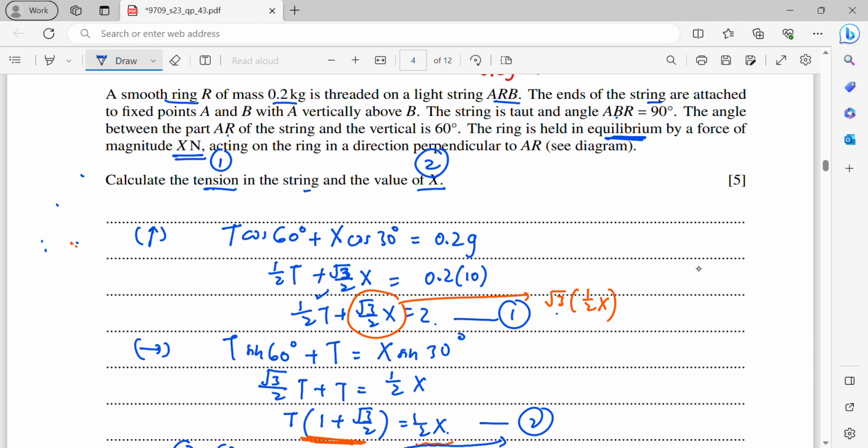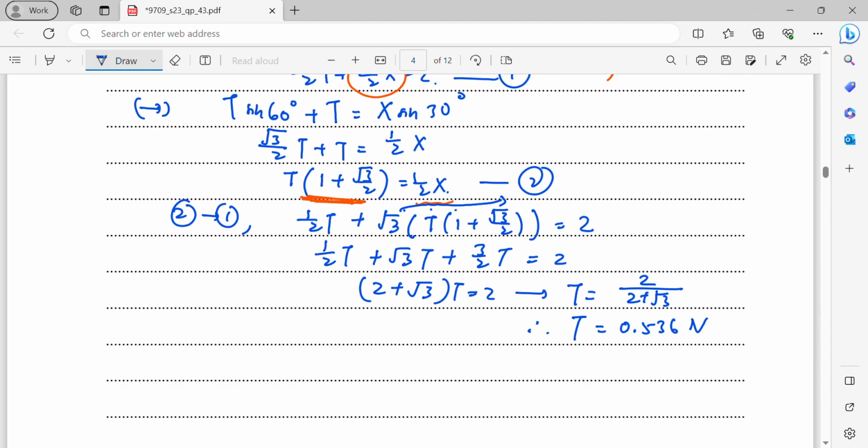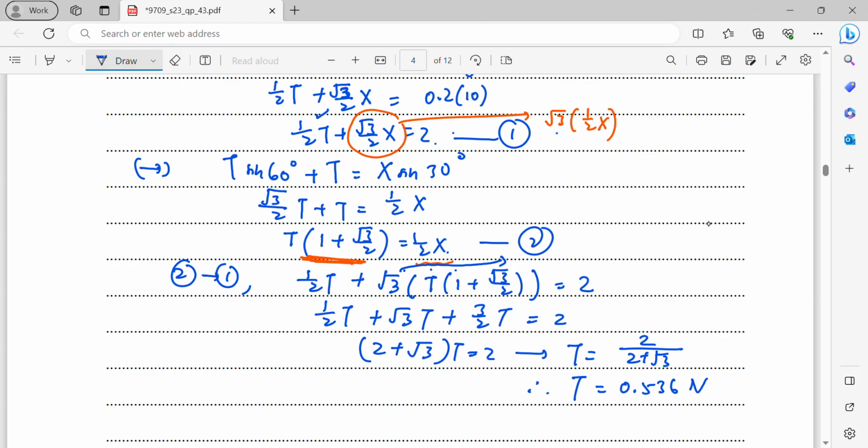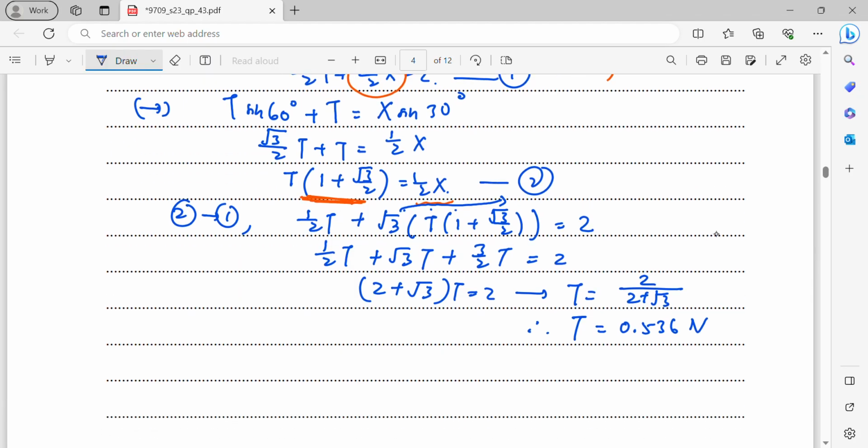Okay, now done the tension. Now to find the x. So to find the x, just use either the first equation or second equation. The easiest way is to substitute into the second equation. So I will just write from second equation.